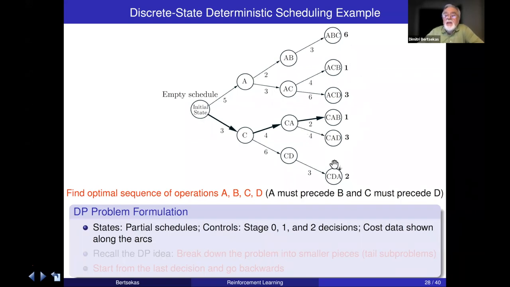And at the end, we also have some numbers corresponding to the last operation. So six is the cost of doing operation D, the one that's remaining, after C. One is the cost of doing D after B, and so on. So these are the terminal costs. These are the transition costs. These are the states, and the controls are determined by the arcs.